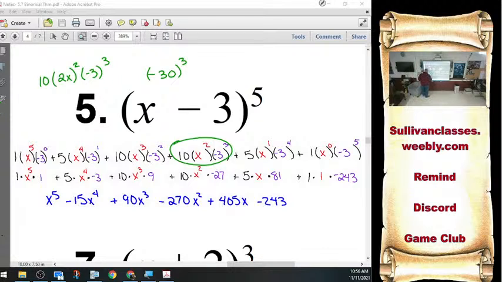Which I believe is actually the next example. Ooh. It's a lot to write.